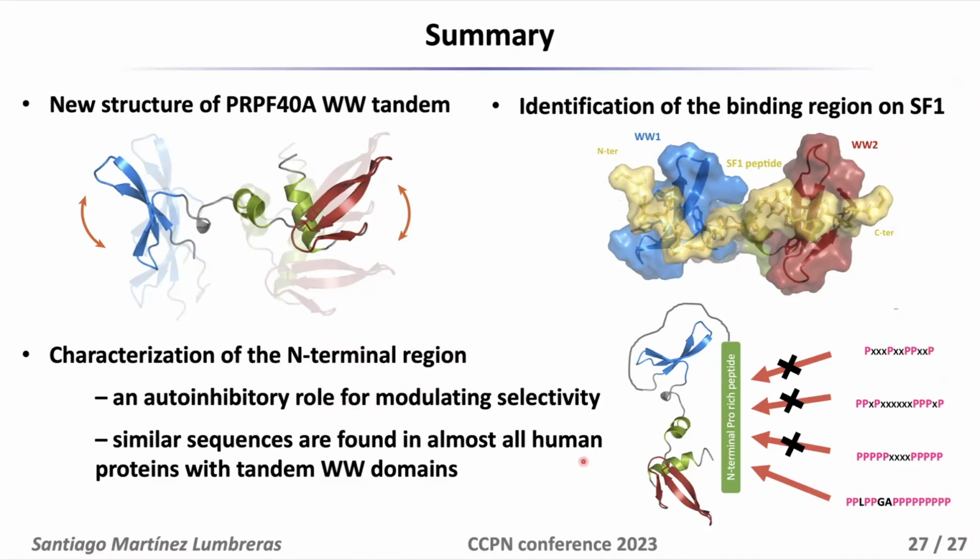And importantly, we found that in humans, there are around 40 proteins containing 2, 3, or 4 WW domains. And almost all of them contain adjacent N- or C-terminal proline-rich regions. And we postulate that probably they are acting in the same way. So you have the selectivity of each domain, you increase the selectivity by putting them in tandem, and you also reduce unspecificity by adding these regulatory regions adjacent to them.